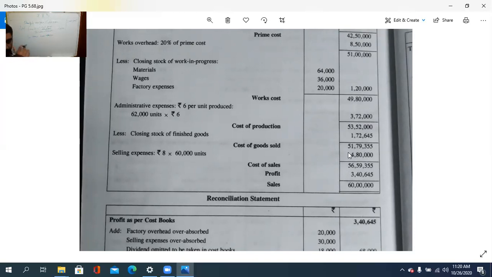How much is it here? Selling is 4,80,000 minus 4,50,000. So how much is it? 30,000. There is a difference.